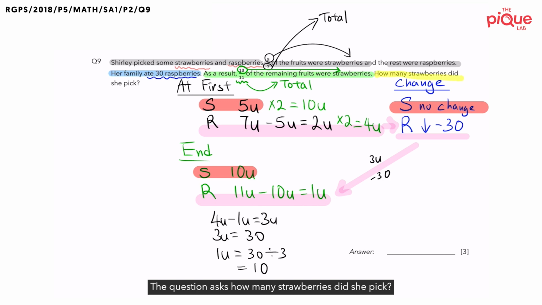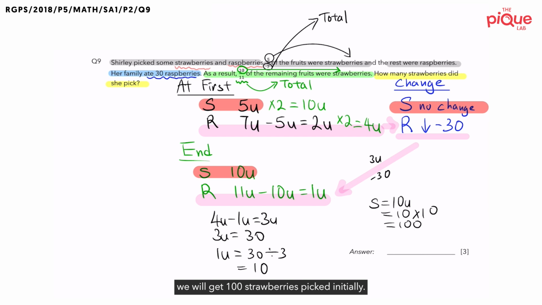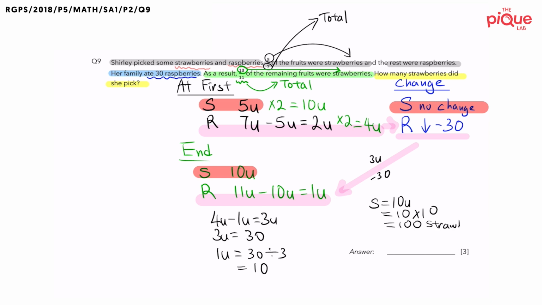The question asks, how many strawberries did she pick? Do we find the S at first, or should we find S at the end? As indicated by the highlighted S in red, we have 10 units of S at first. How many S do we have at the end? We also have 10 units of S at the end. We can confidently determine that there were 10 units of S. This results in 10 times 10, so we will get 100 strawberries picked initially.